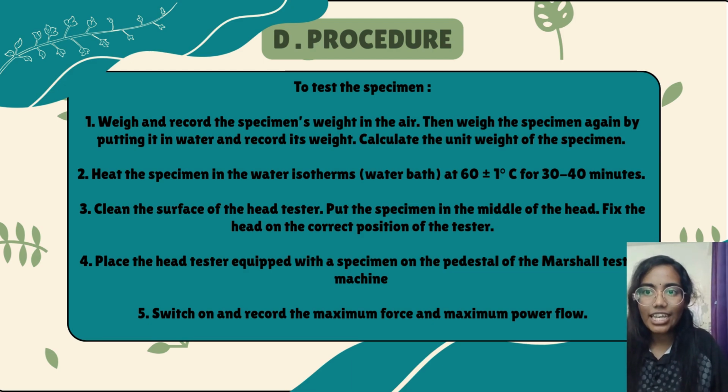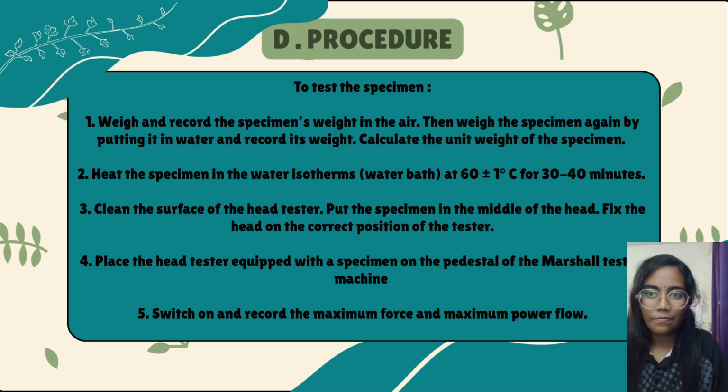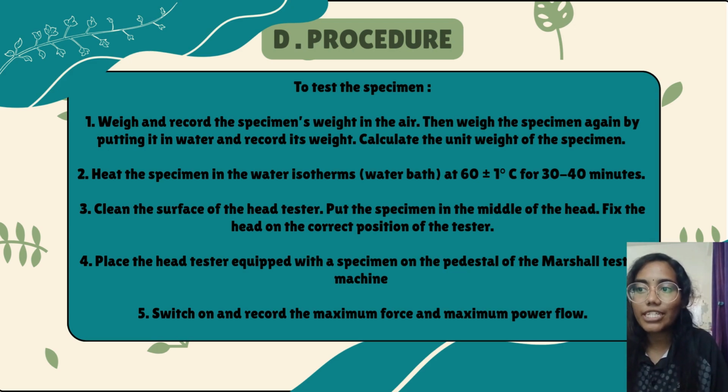Number 3, clean the surface of the head tester. Put the specimen in the middle of the head. Fix the head on the correct position of the tester. Number 4, place the head tester equipped with the specimen on the pedestal of the Marshall testing machine. Last, switch on and record the maximum force and maximum flow.